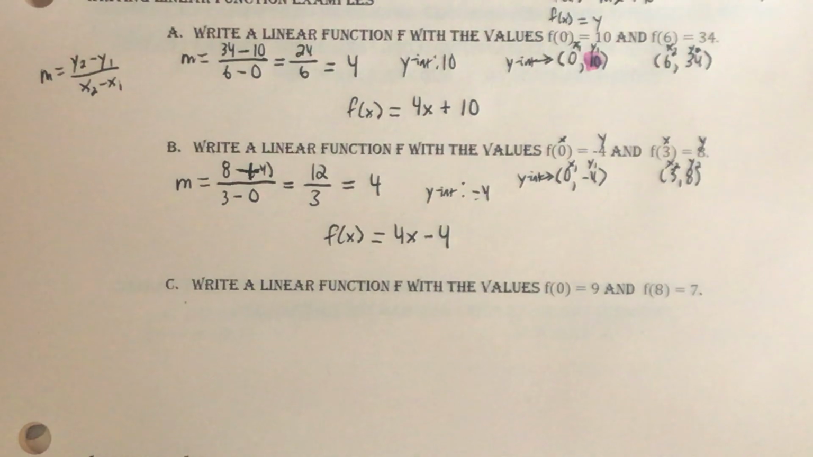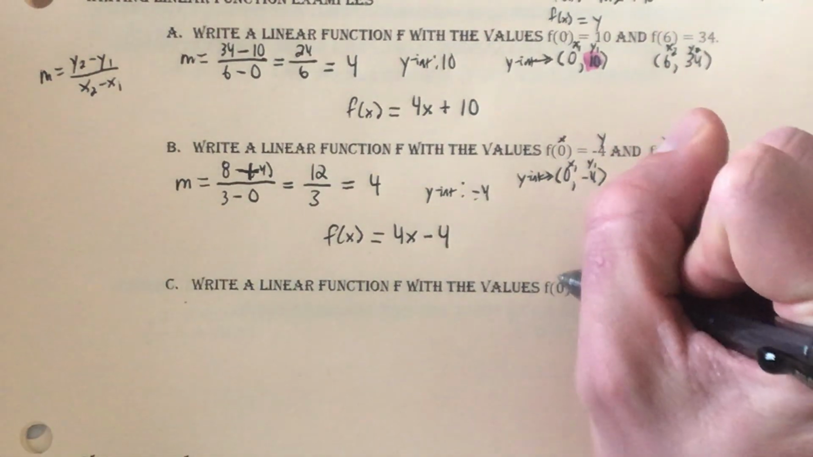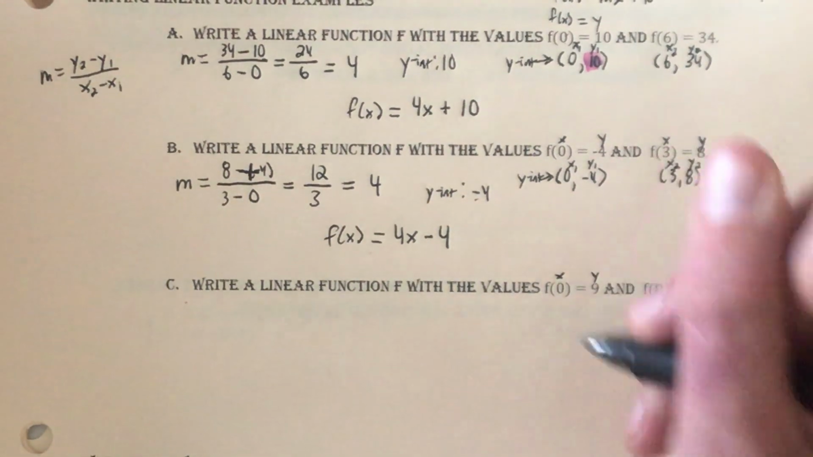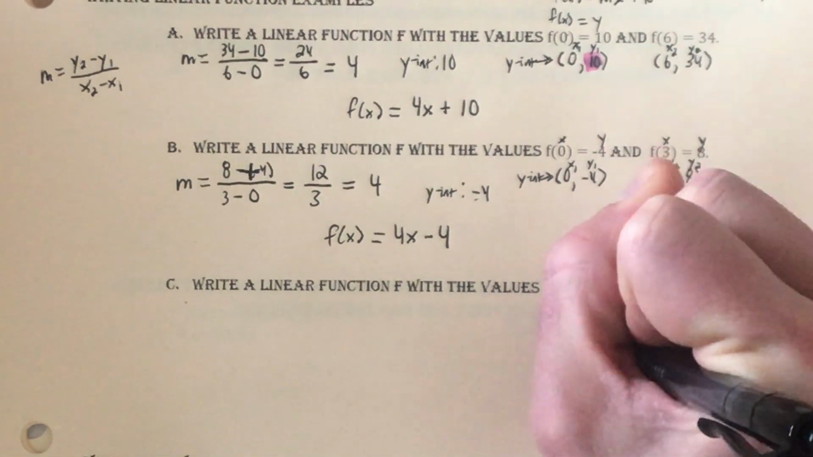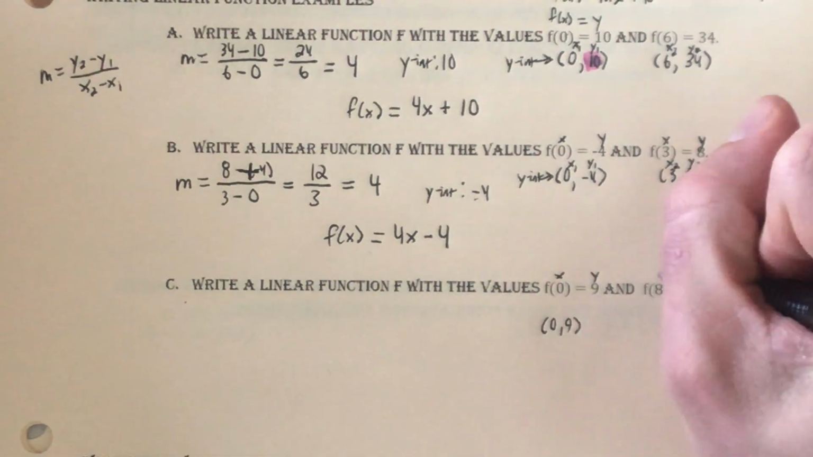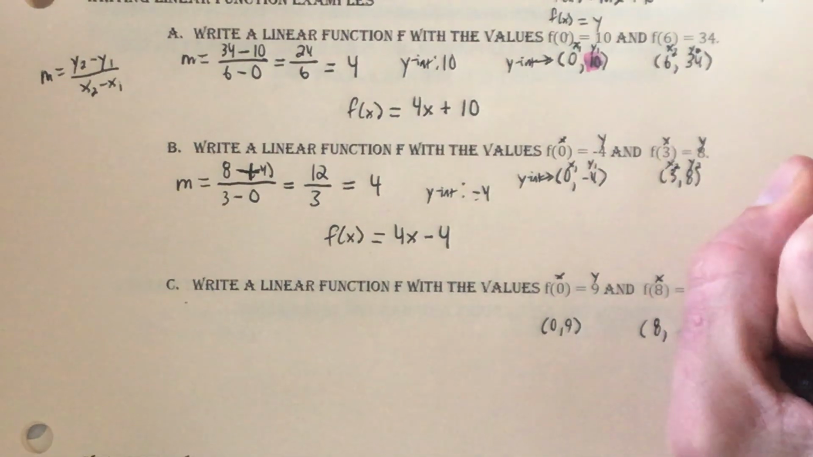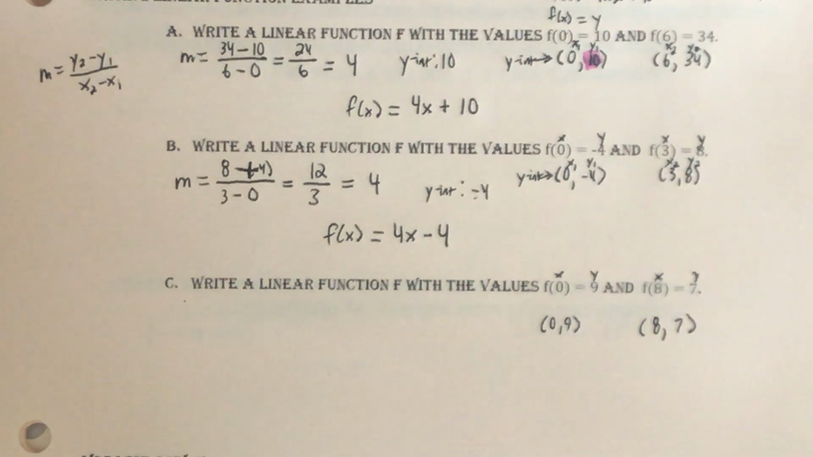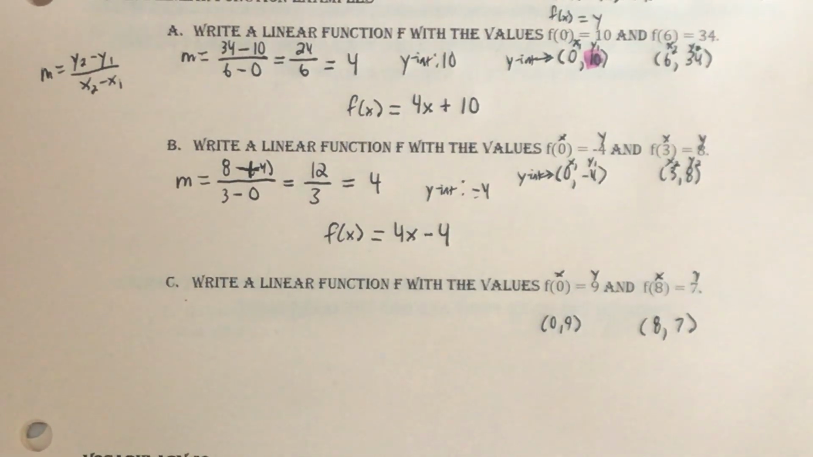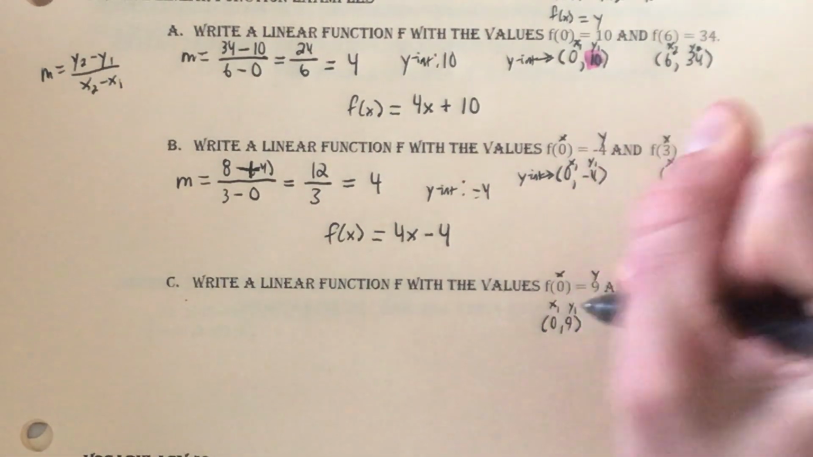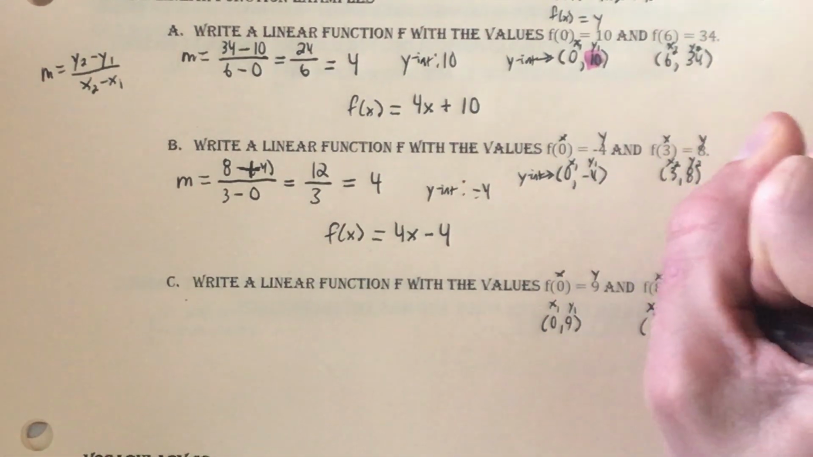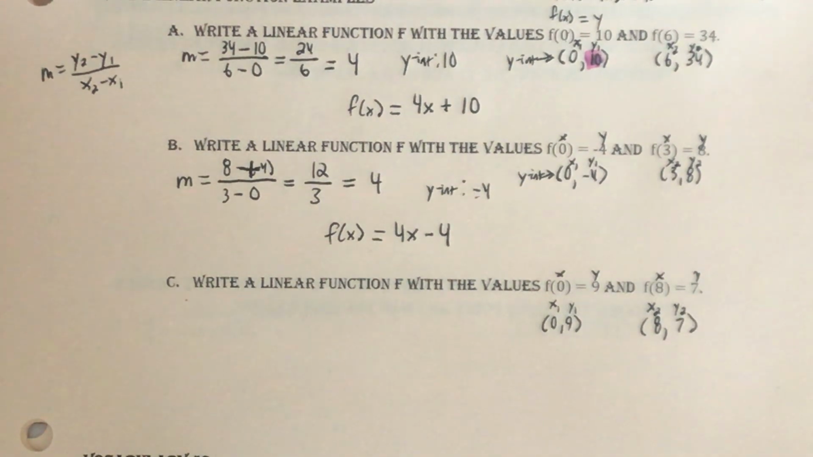Well, I'm going to go ahead and start by writing my ordered pairs from these functions. So my first ordered pair, because remember this is x and this is y, is 0, 9. My second ordered pair, because again this is x and this is y, right, is 8, 7. So there's my 2 points to work with. So now I need to go in and I need to label them so I can use my slope formula. So I'm going to call this one x1, y1. I'm going to call this one x2, y2. All right? And now I need to plug them in.